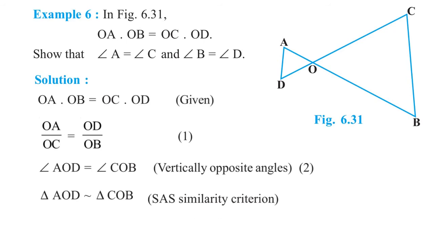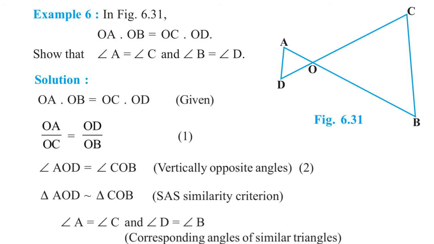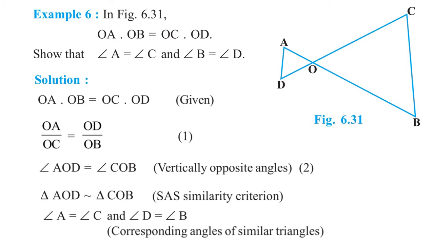So according to side angle side similarity criterion, these two triangles will be similar. Now if the triangles are similar, then their corresponding angles will be equal. So angle A will be equal to angle C and angle D will be equal to angle B, because the corresponding angles of similar triangles will be equal. That was pretty simple. So good. Learn the concepts, understand the theorems, and keep working on the problems.